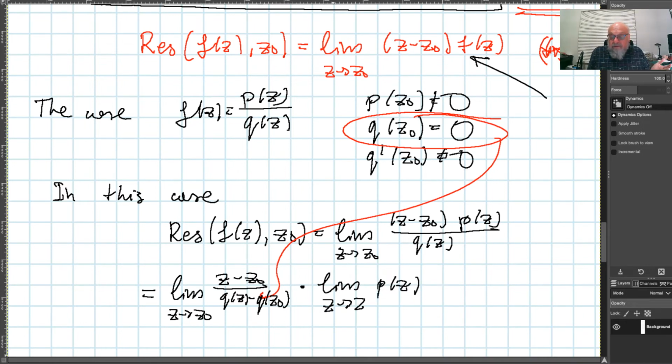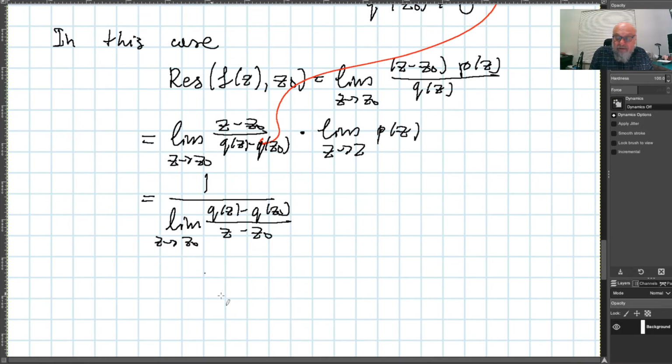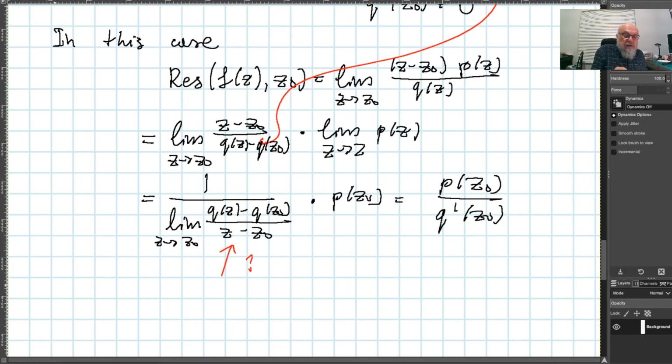You watch it and you see, what is this expression here? This expression is not interesting. Write it down differently, maybe like this: 1 divided by the limit of q of z minus q of z0 over z minus z0. Have I seen this before? Yes. That one will be p of z0. But what is the other one equal to? That looks like the definition of the complex derivative. So this is a complex derivative, and you are getting p of z0 divided by q prime of z0. So put here, theorem.